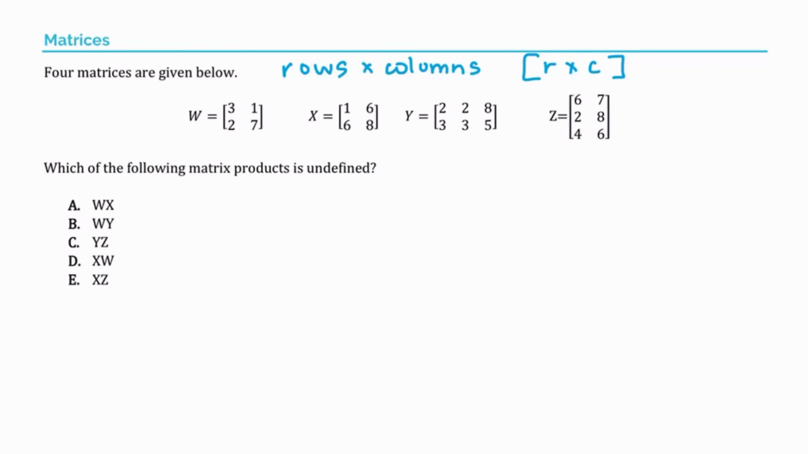So if we look at option W, we have 2 rows and 2 columns. So W matrix is a 2 by 2. Same thing for matrix X. We've got 2 rows, 2 columns. It's a 2 by 2. Matrix Y, we have 2 rows and now we have 3 columns. So this one's going to be a 2 by 3. For matrix Z, we have 3 rows, 2 columns. It's a 3 by 2.